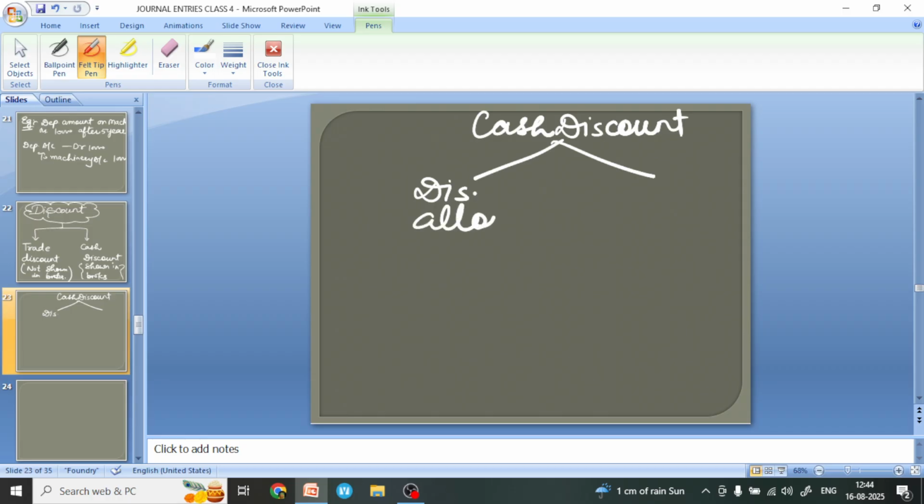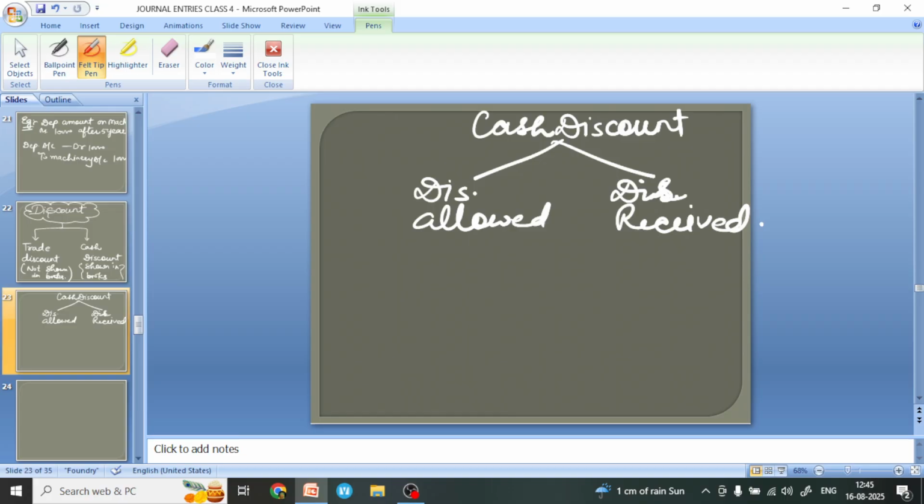Discount allowed, discount received. When you sell goods, then you give discount, discount allowed. When you purchase goods, then you receive discount, discount received. In simple words, discount allowed is when at any time of sale or receiving cash any concession is given to the customer, it is called discount allowed.